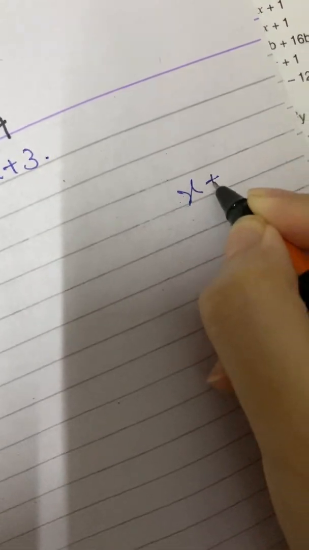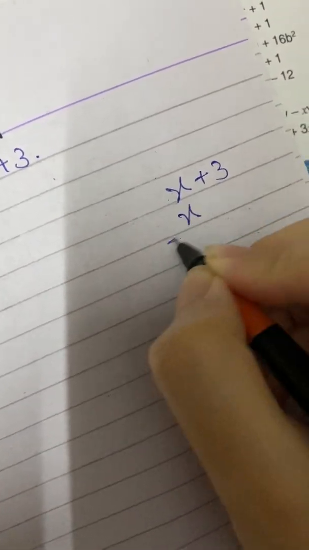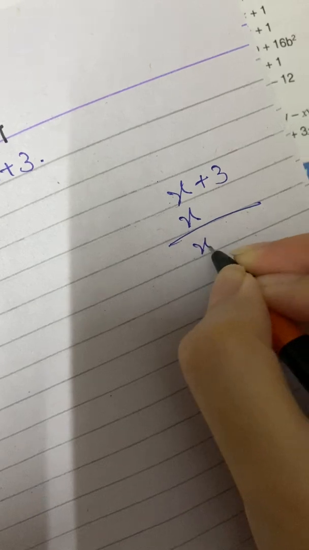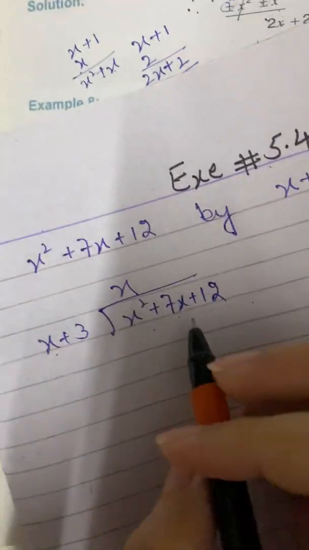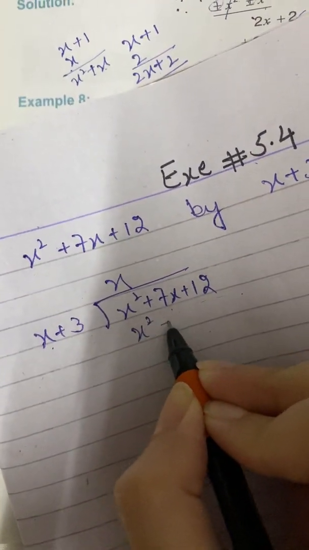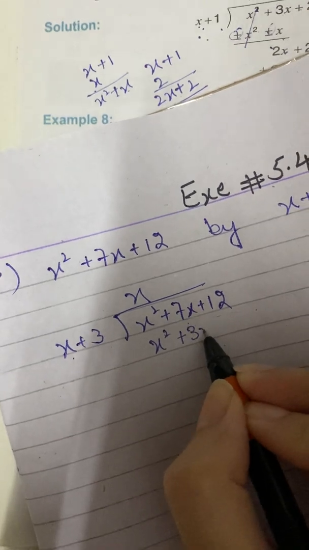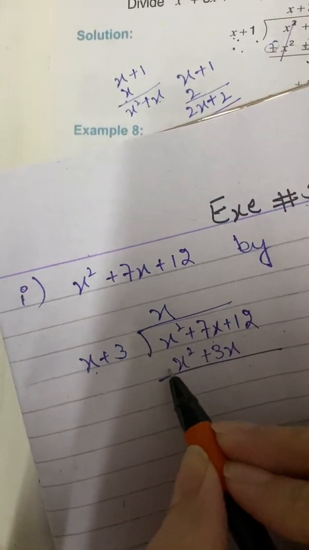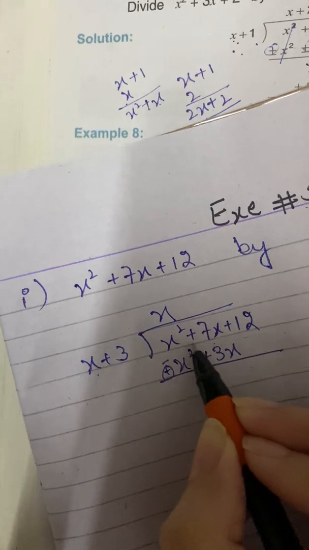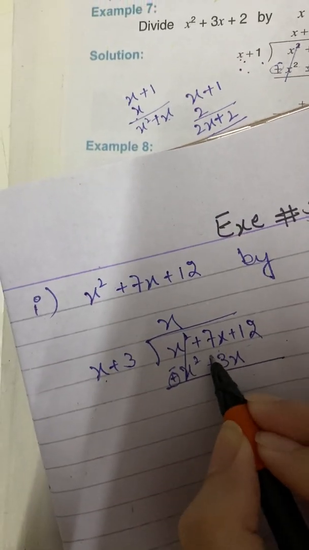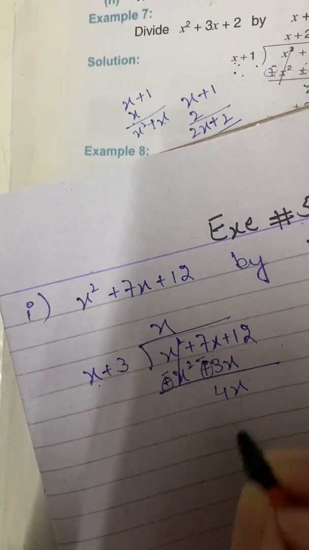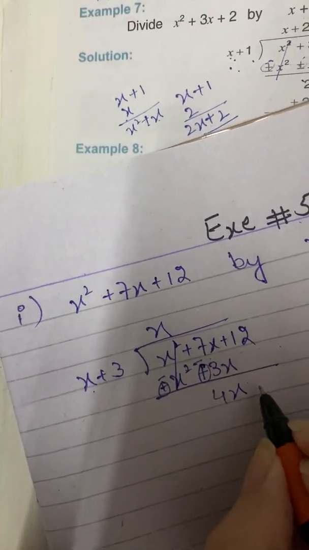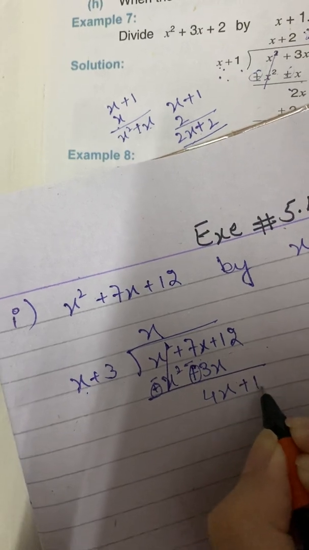This is so obvious. x plus 3 into x will be, x into x will be x square, plus x into 3 will be 3x. We will write it like this, x square, whatever the second term will be. Now we will change the signs. This is 0, plus minus minus, 7 minus 3 is 4x with positive sign, because the bigger value has the positive sign. Plus 12.